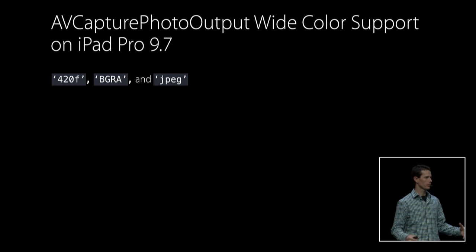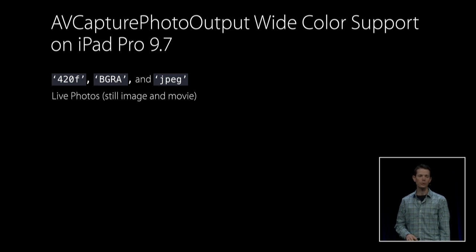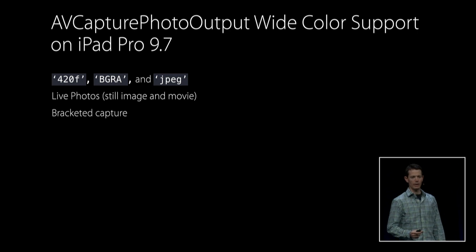On iPad Pro 9.7, the AV Capture Photo Output supports wide color broadly. It supports it in 420F, BGRA, and JPEG, just not 420V. So if you have your session configured to give display P3, but then you say you want a 420V image, it will be converted to sRGB. Live photos support wide color, both the still and the movie. These are special movies. This is part of the Apple ecosystem, so those are just going to be wide color. And bracketed captures also support wide color too.